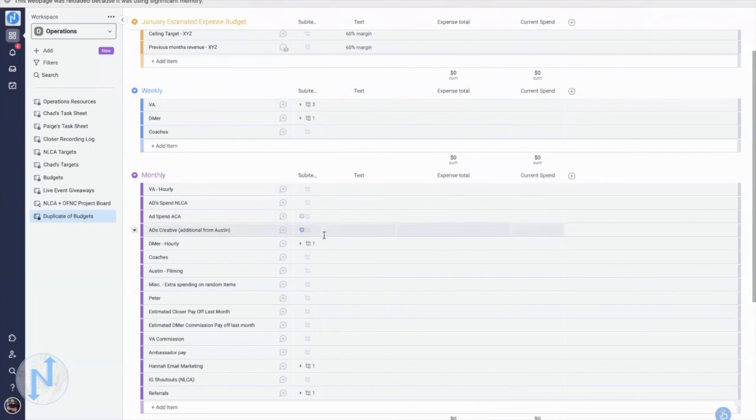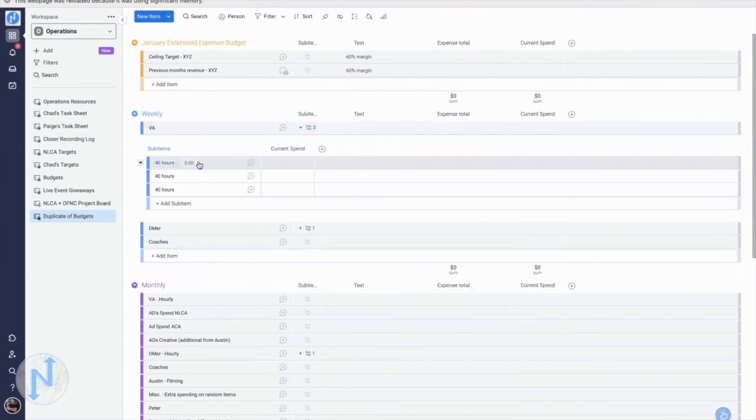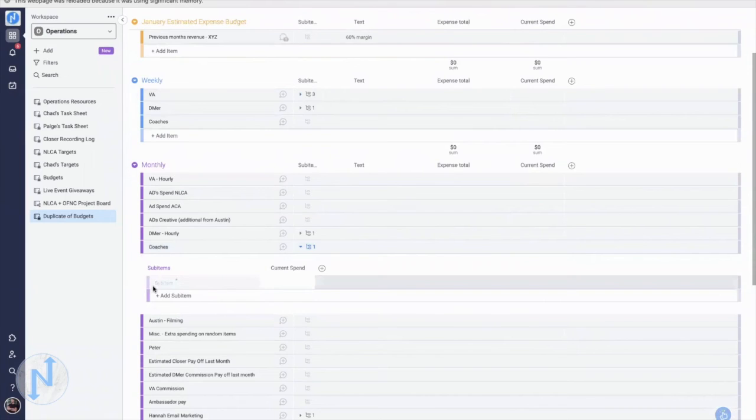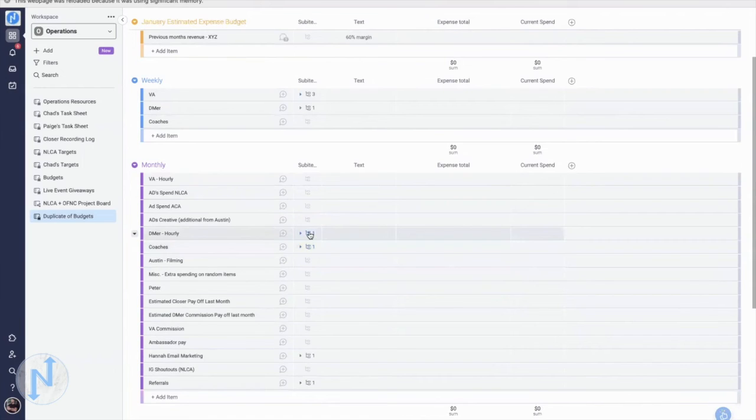Okay. Now you can also use the sub items here. For the sub items, you can put the names of the staff members, right? You can do the same thing in here. So for the coaches, you can use all the sub items. Every single coach can have a sub item and you could break it down per coach, which is super nice. You could do the same thing for DMer, right?